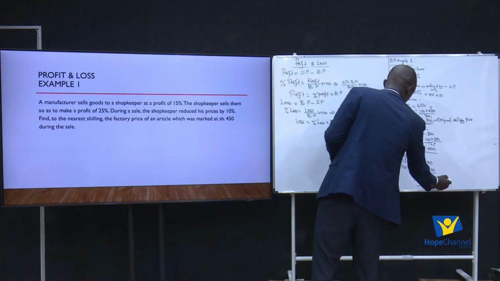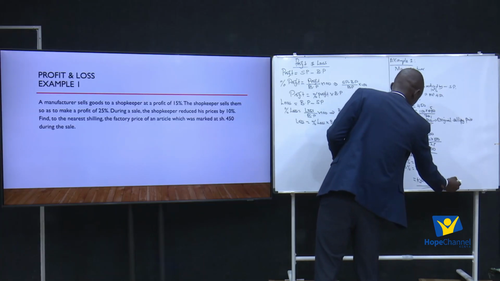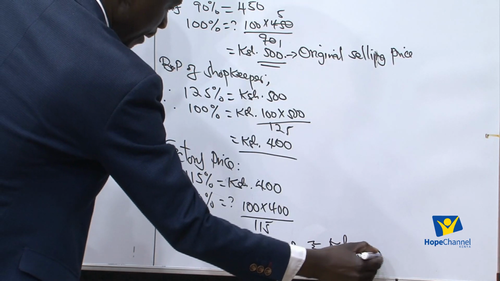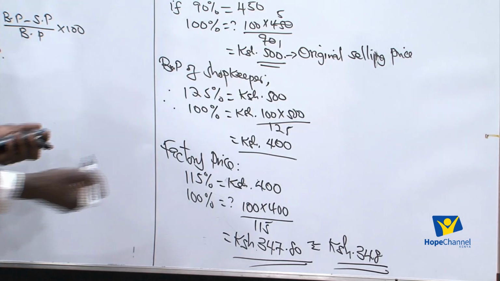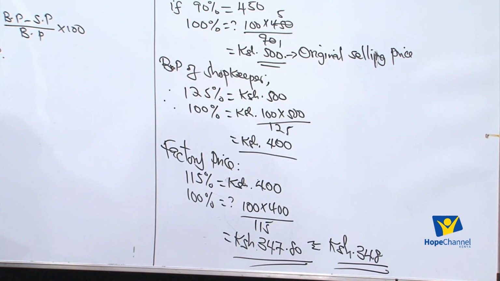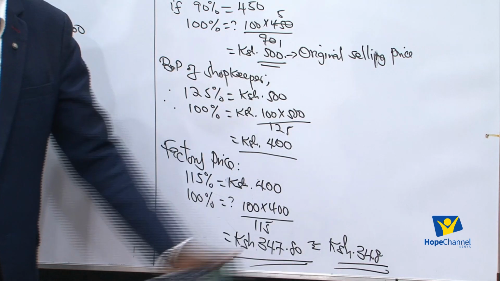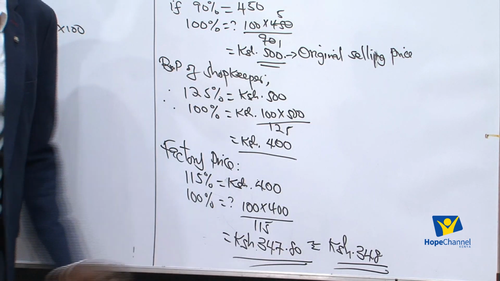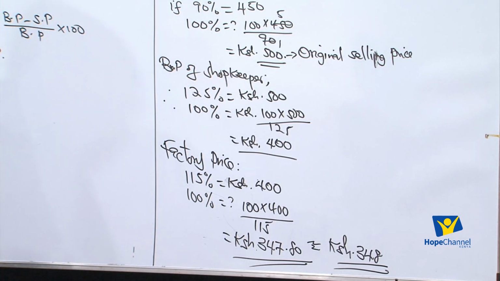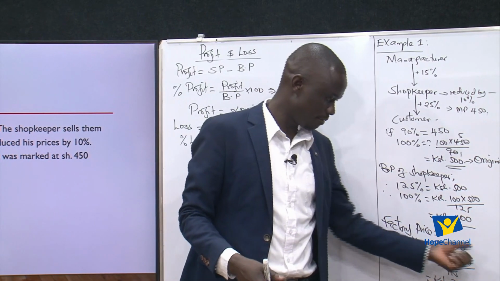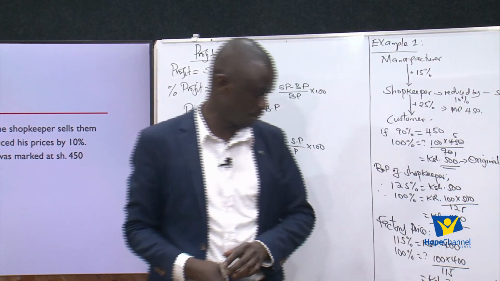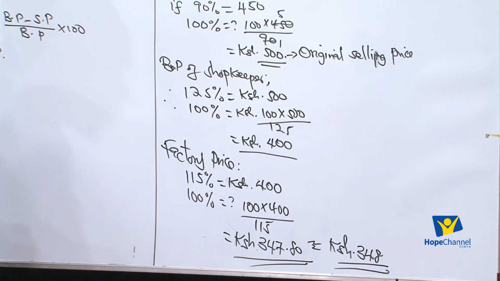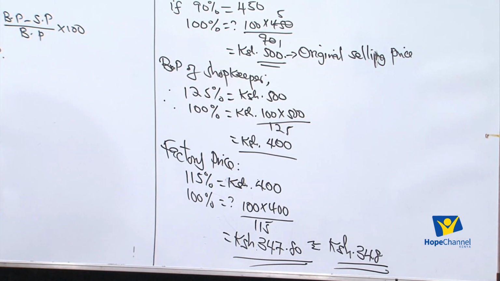So we were told to give the answer to the nearest shilling. So to the nearest shilling, it means that we will just say Kenya shillings 348. Nearest shilling, meaning that we don't need to give it in the form of cents, because point something is not shillings, those are now cents. So we just round it off to the nearest whole number. So the factory price of this item was 348 shillings.